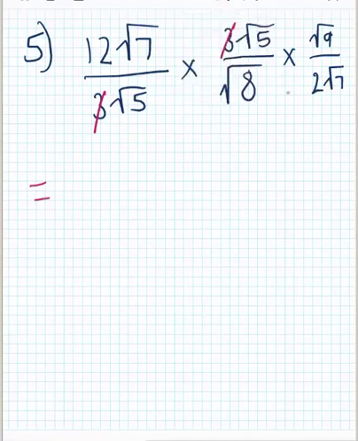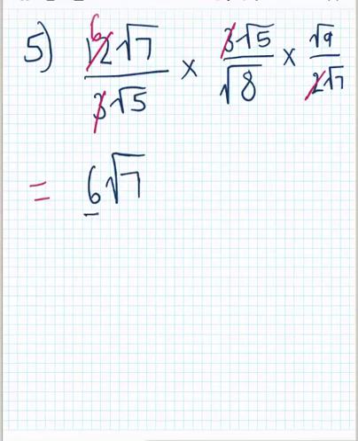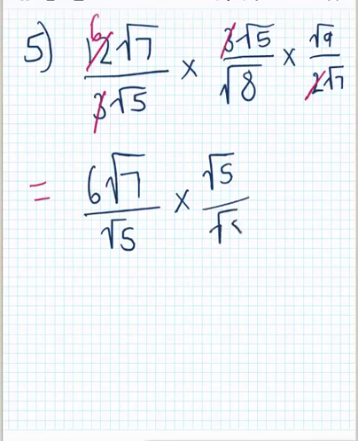So now I've got 12 out here and a 2 out there. They're both even. So divided by 2 there is just 1. 12 divided by 2 is 6. And I'm left with no other numbers on the outside. So let's rewrite what we have so it doesn't look too messy. So I have 6 square root of 7 over the square root of 5 times the square root of 5 over the square root of 8 times the square root of 9 over the square root of 7.